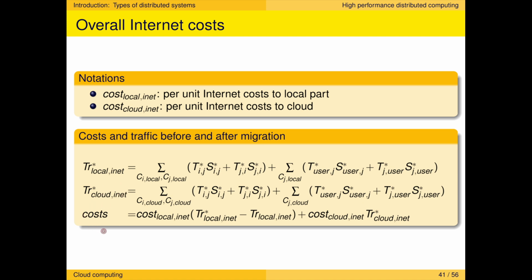So your overall cost of moving some of your servers from local to the cloud would be this formula, whereas the part in the parentheses over here is actually the difference between TR local INET, which is the original when everything was in your company, and TR local INET star, which is after you have moved some of it to the cloud. So whatever is remaining, that's a difference of what is being moved and what is remaining. So this will be our overall cost, and you should make your decision according to that.